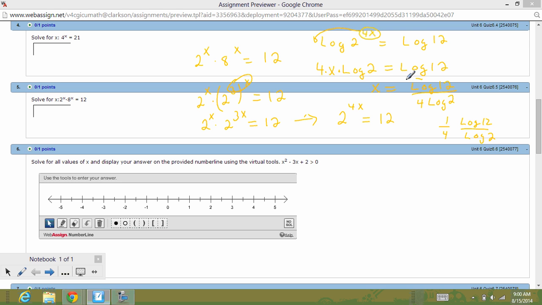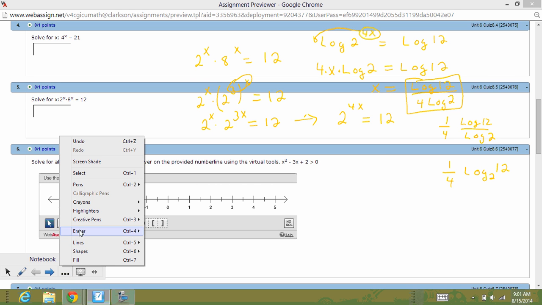I think most people entered it through the CalcPad this way, but this would be acceptable. And of course, you can also write it like this: 1/4 of log base 2 of 12. So a couple different ways you can write that expression. Probably put in this question number 6, which is a spiraled in question. It goes back to inequalities.